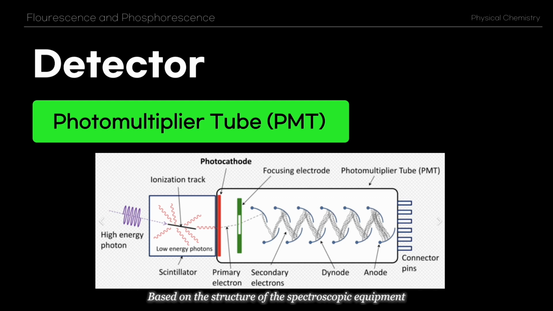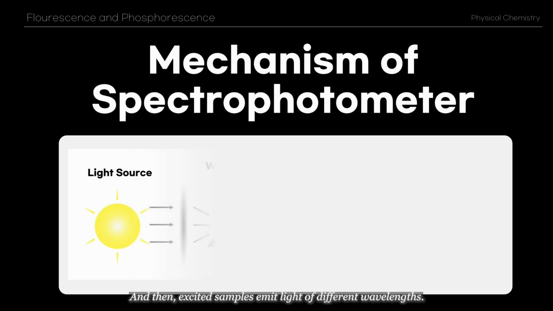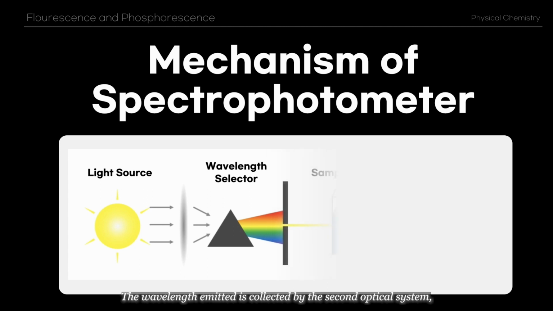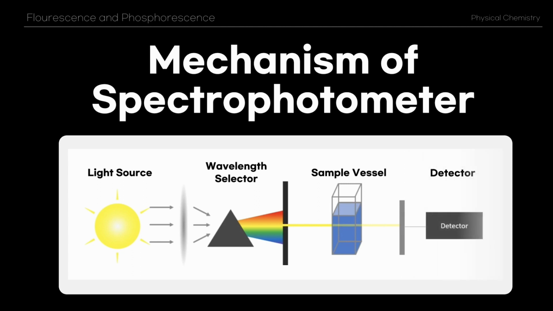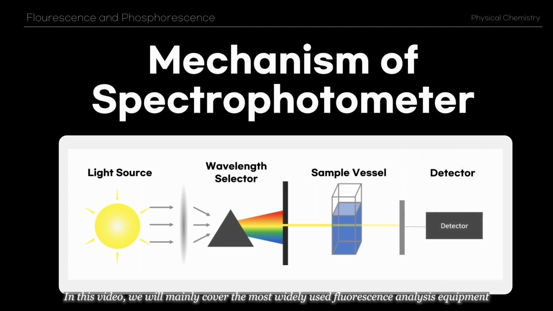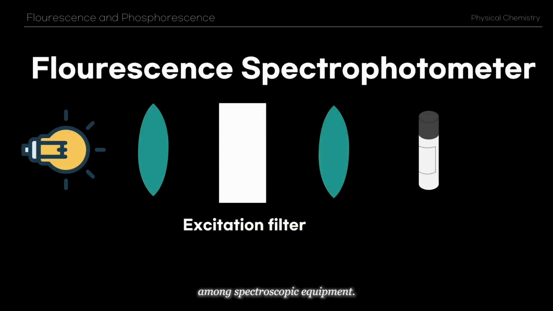Based on the structure of the spectroscopic equipment we have looked at so far, the principles of spectroscopic equipment are as follows. First, the optical system exposes the sample by irradiating it with a specific wavelength. And then, the excited sample emits light of different wavelengths. The emitted wavelength is collected by the second optical system, and the signal is measured by a light detector, such as a PMT. In this video, we will mainly cover the most widely used fluorescence analysis equipment among spectroscopic equipment.